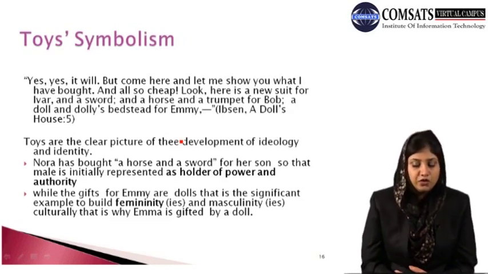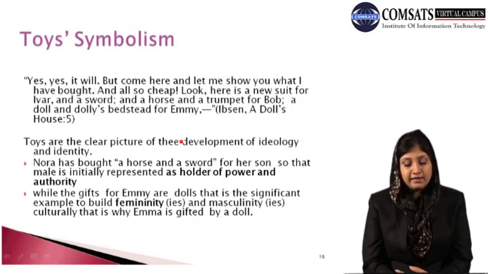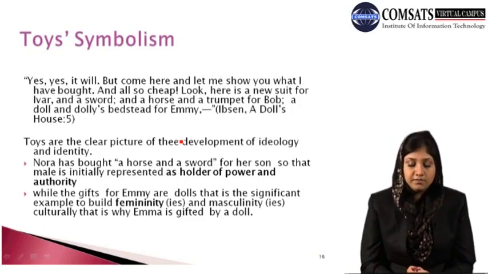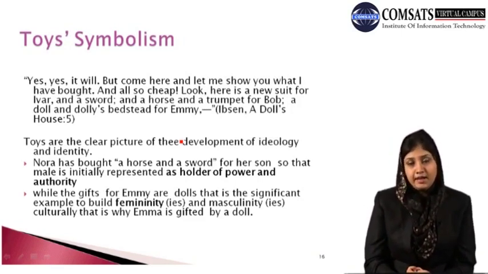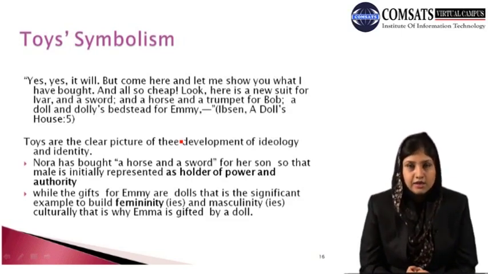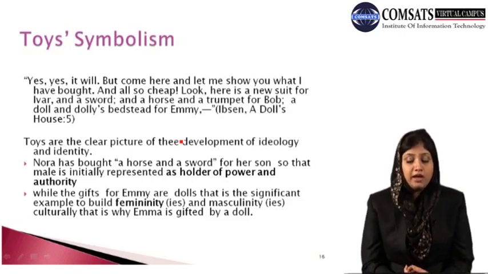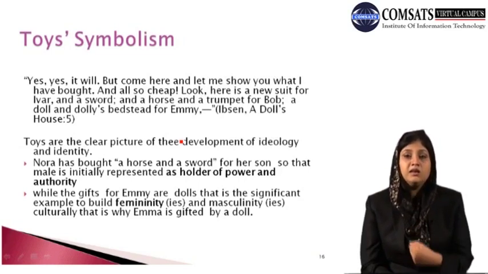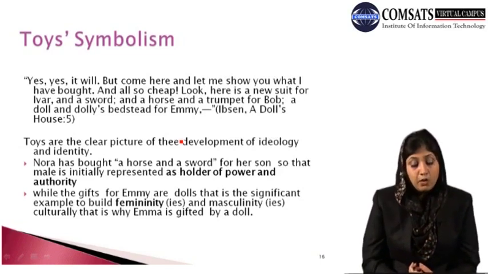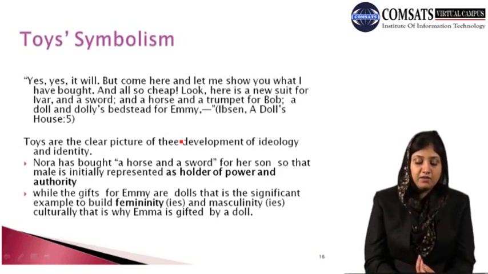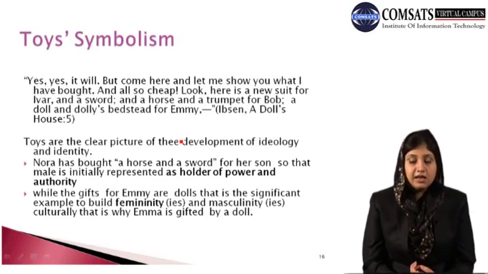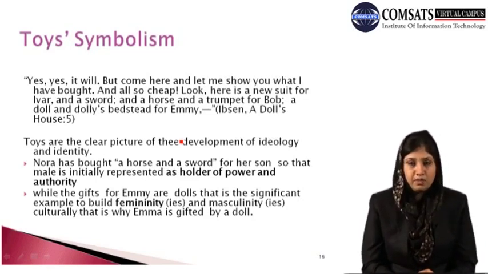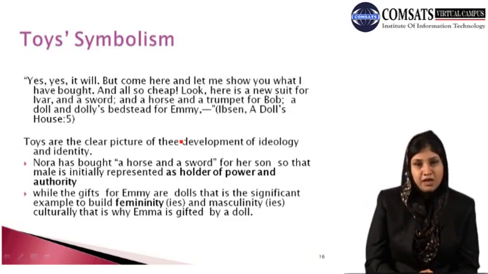Toys are a clear picture of three kinds of development of ideology and identity. Nora has bought a horse and a sword for her son, so that the male is initially represented as the holder of power and authority. He has a sword and he has a horse. He can go anywhere, he can do anything, he keeps authority. While the gifts for Emmy are dolls, that is a significant example of building femininity and a difference from masculinity, culturally embedded. That is why Emmy is gifted a doll. Again, Emmy is going to be a doll like Nora.